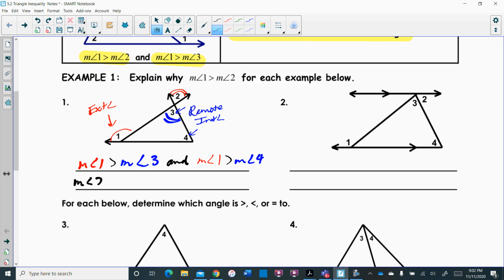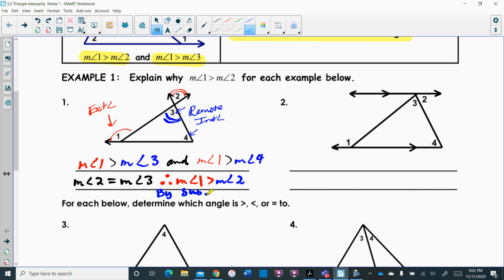The measure of angle 2 equals the measure of angle 3. Now I can make a conclusion using substitution, and I stated this, I think, in the last video. Therefore (the three dots that look like a triangle), I can state that the measure of angle 1 is greater than the measure of angle 2, just by using substitution.